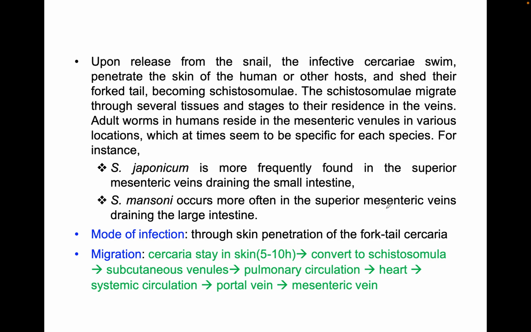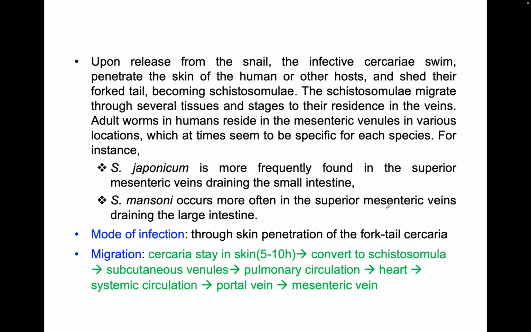The schistosomula migrate through several tissues to reach their residence in the veins. Adult worms in humans reside in the mesenteric venules, in various locations which at times seem to be specific for each species. For Japonicum, they are more frequently found in the superior mesenteric vein draining the small intestine. For Mansoni, they are more often found in the inferior mesenteric veins draining the large intestine. The mode of infection is through skin penetration by the fork-tailed cercaria.